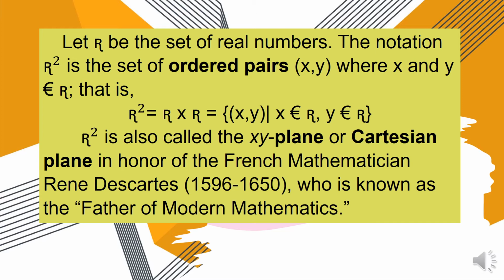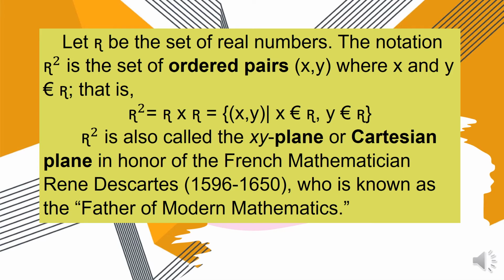Let R be the set of real numbers. The notation R squared is the set of ordered pairs (x, y), where x and y are elements of R. That is, R squared is equal to R times R, which is equal to the set of (x, y) such that x is an element of R and y is also an element of R.